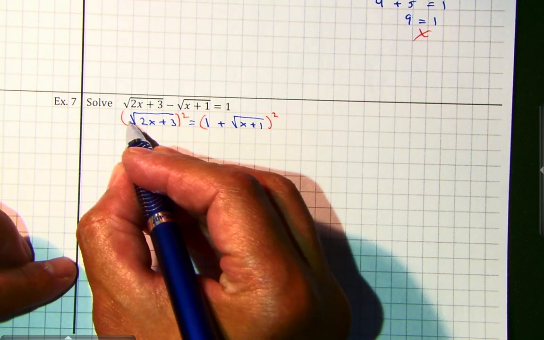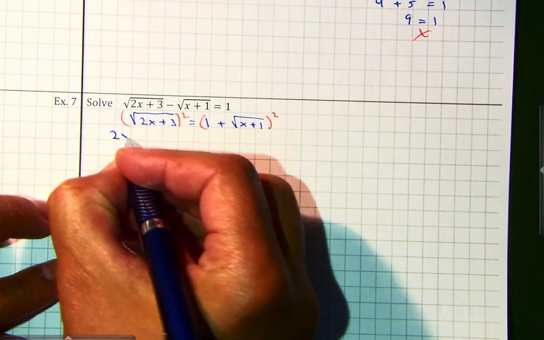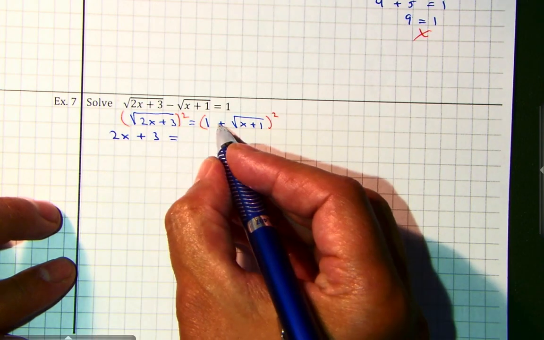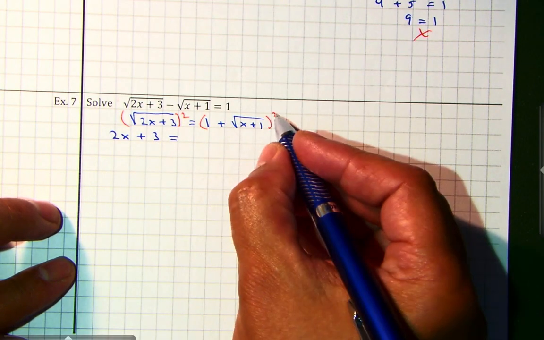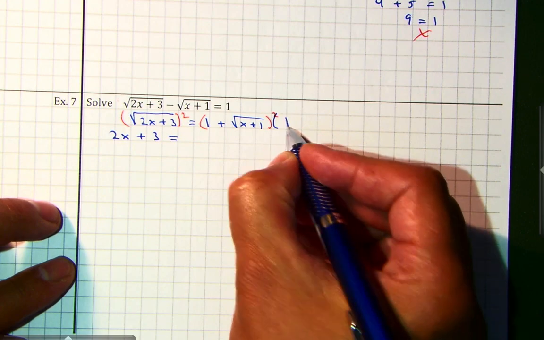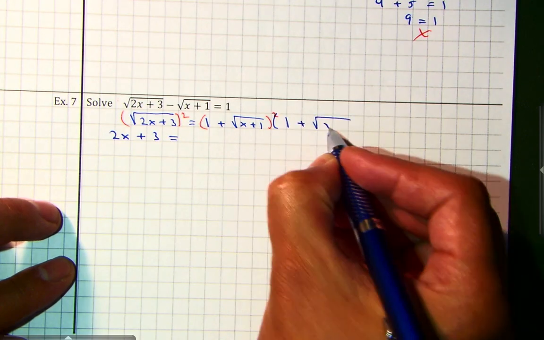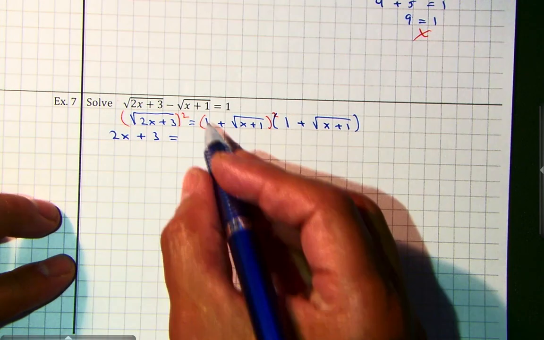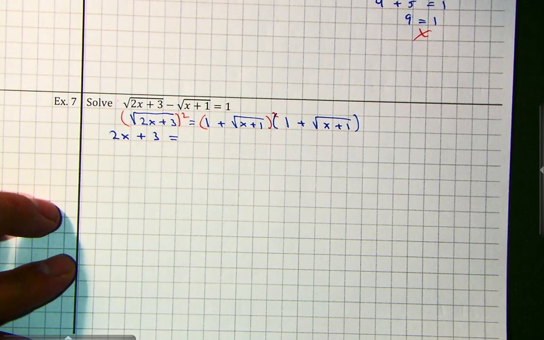So in this case that cancels, so I end up with 2x plus 3 equals. Now remember that this is just like multiplying it twice. So let me rewrite it: 1 plus square root of x plus 1, correct? And now we need to multiply. So multiply it out and see what you get. Go and pause it.